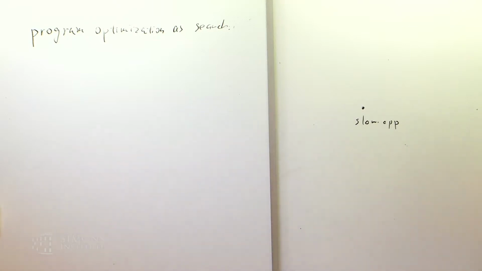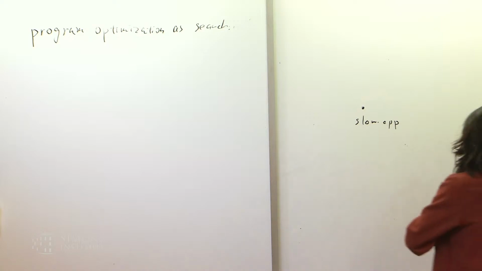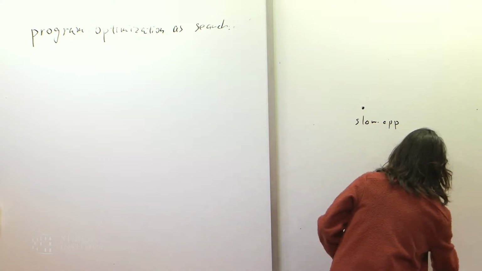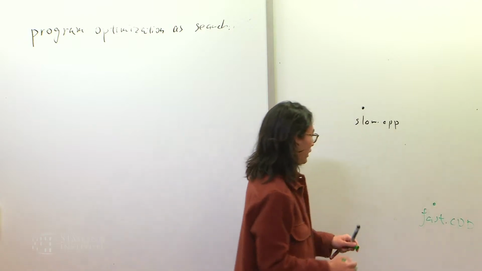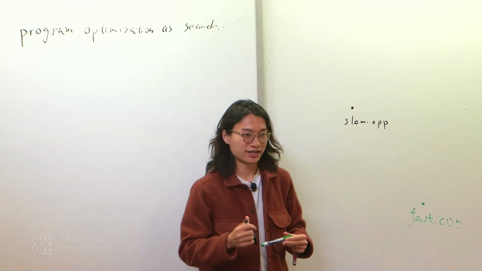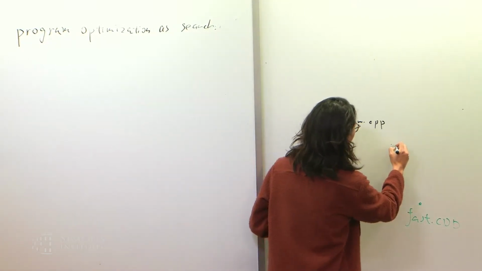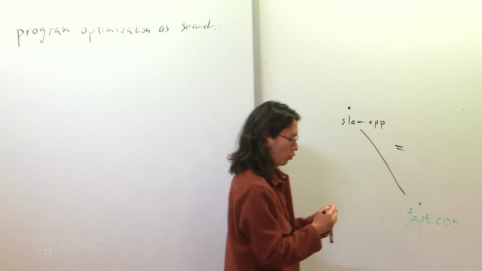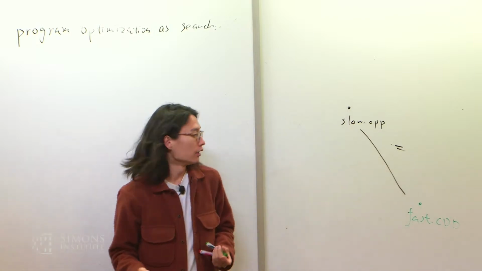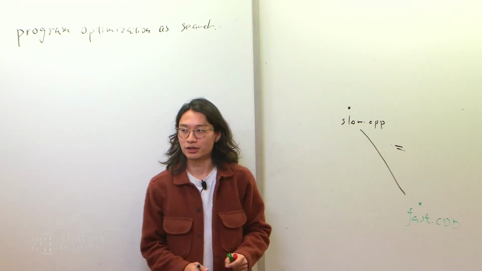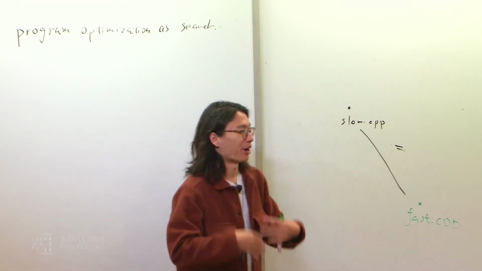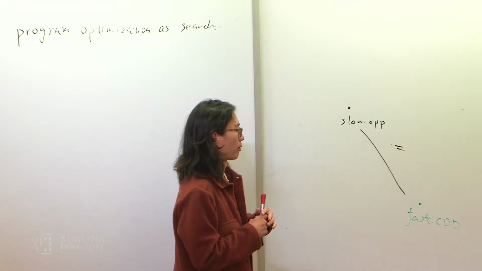So our goal is to find from this space a faster program that has the property that it behaves the same as your slow program. So what that means is that for all inputs, we're going to produce the same output as your original program, right? So that's really the miles high level of program optimization.